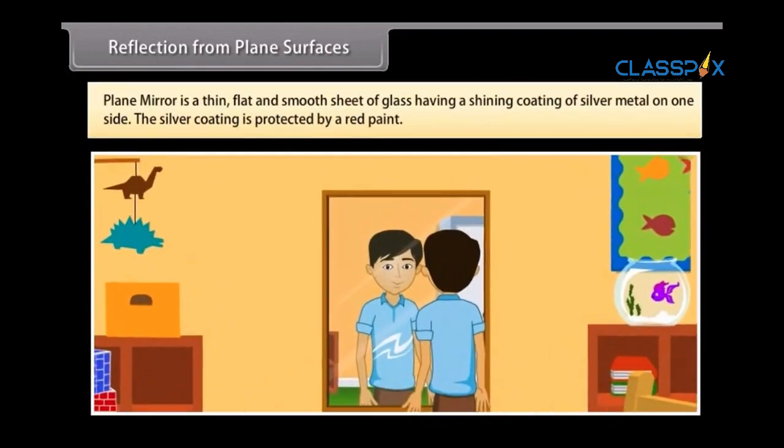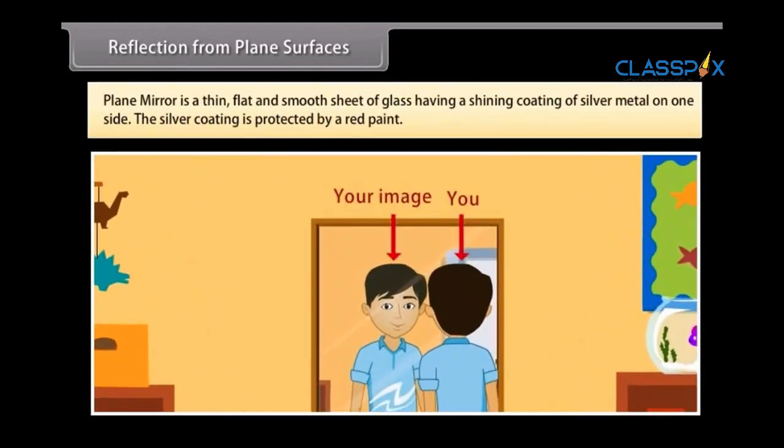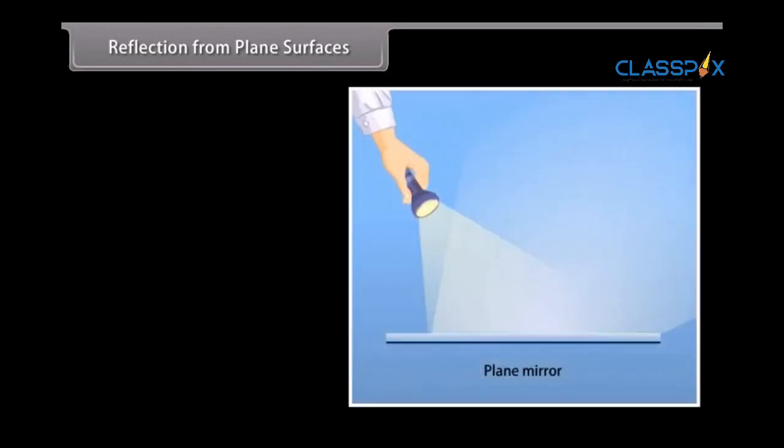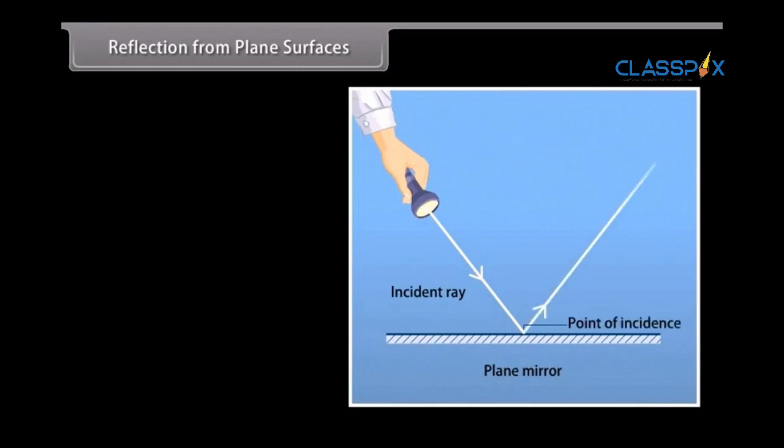Reflection from plane surfaces. Plane mirror is a thin, flat, and smooth sheet of glass having a shining coating of silver metal on one side. The silver coating is protected by red paint. Meanings of important terms are as follows to understand the figure.